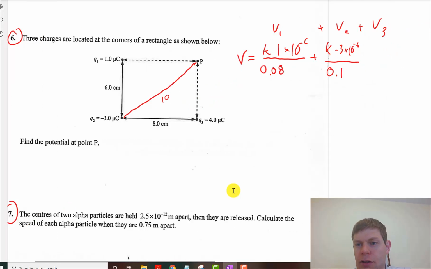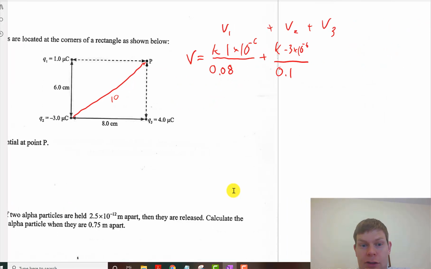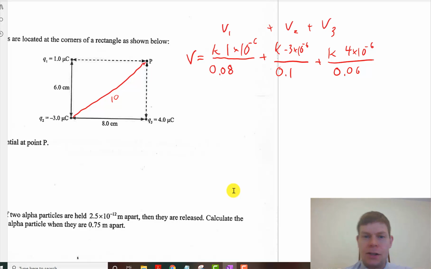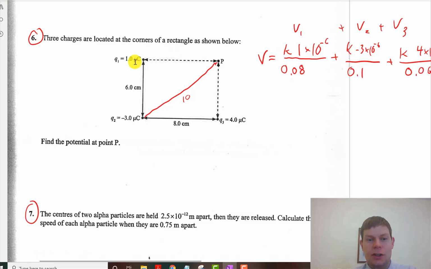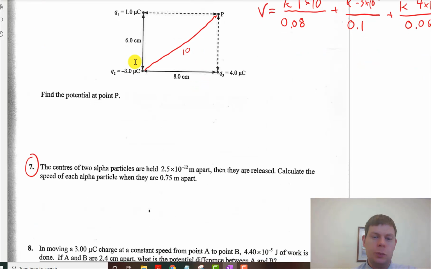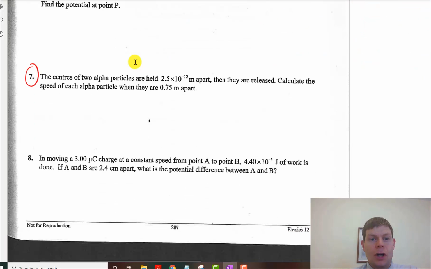And then same thing for V3 with 6. So K times 4 times 10 to the minus 6 all over 0.06. And that's it. That's all you got to do. It's pretty nice working with these scalars just because you don't care about the arrangement. All you care about is distances. And you just plug stuff straight in your formula.